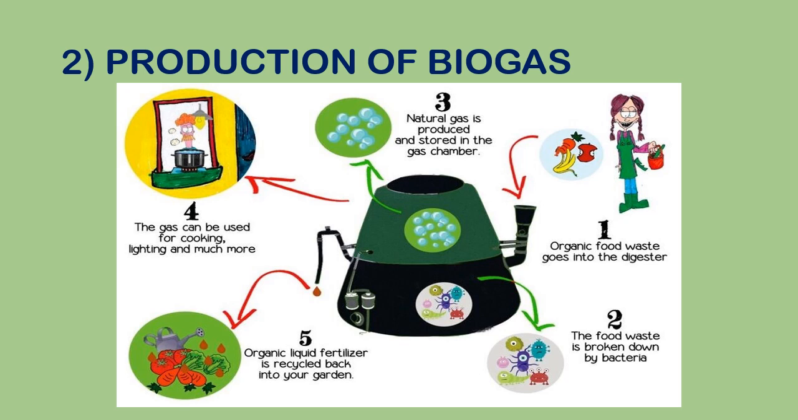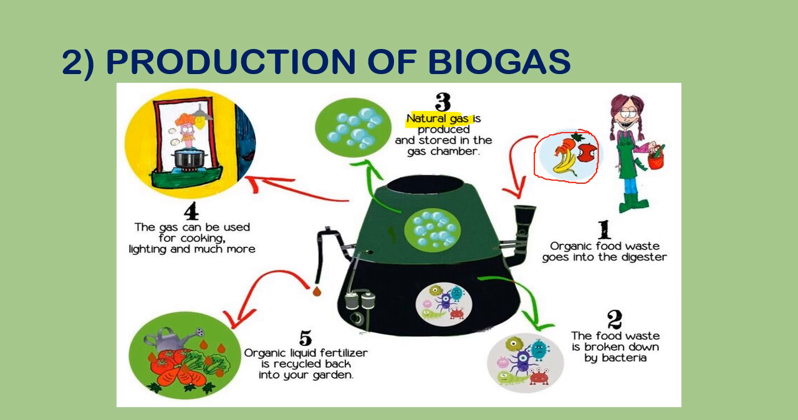Second, production of biogas. Normally the organic waste like fruit peels or leaves are put into this digester, which you can see, and then look at the second step here. The food waste is broken down by the bacteria. So in this, the bacteria act on the waste material, and then the waste material is converted into natural gas.